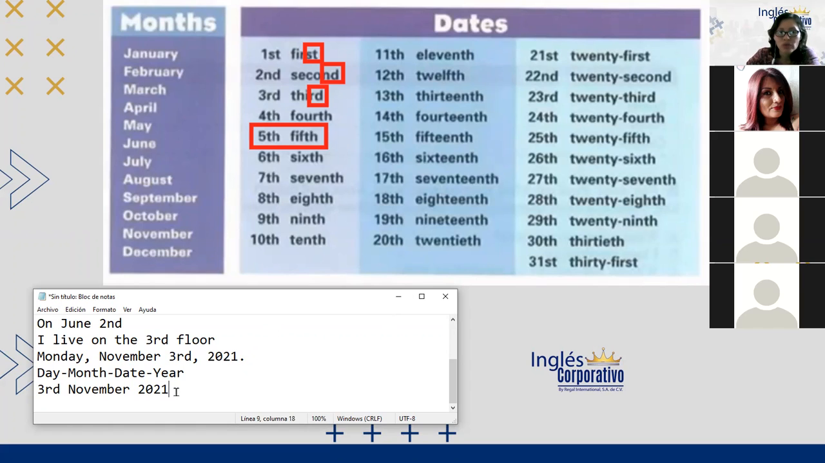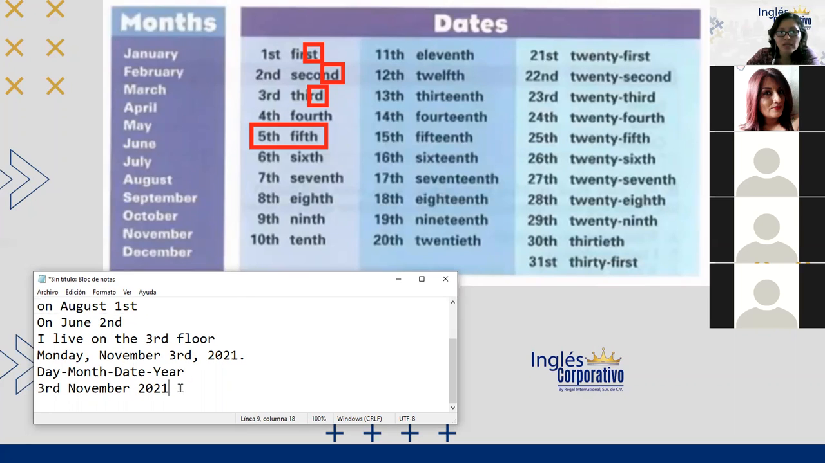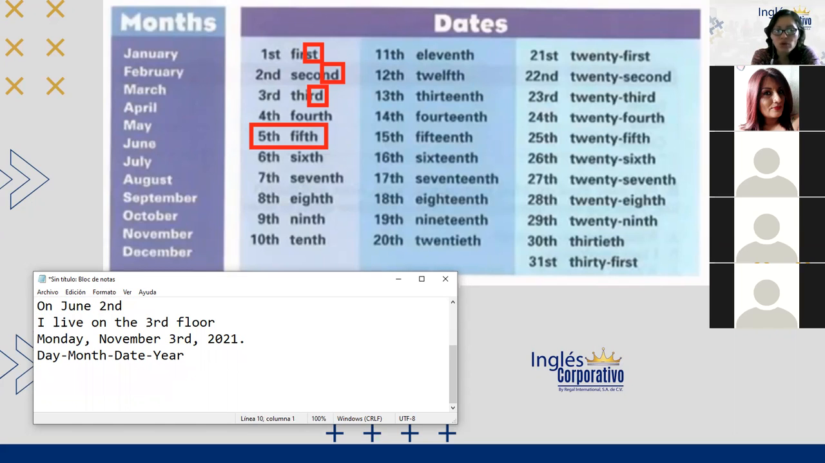Now, cuando yo quiero expresar la fecha, pero cuando yo quiero expresar, en este caso mi cumpleaños, por ejemplo, si yo voy a decir una fecha completa, entonces voy a decir on siempre. My birthday is on, y luego la fecha de mi cumpleaños.